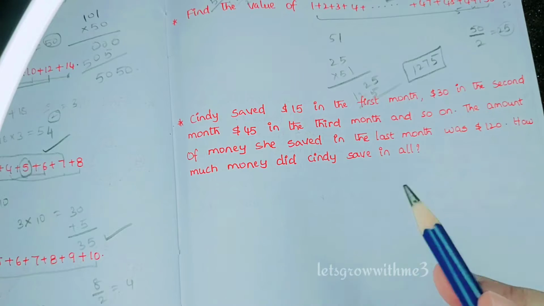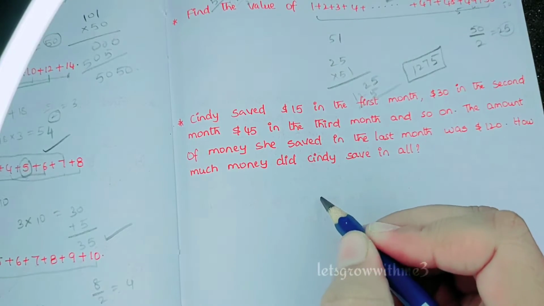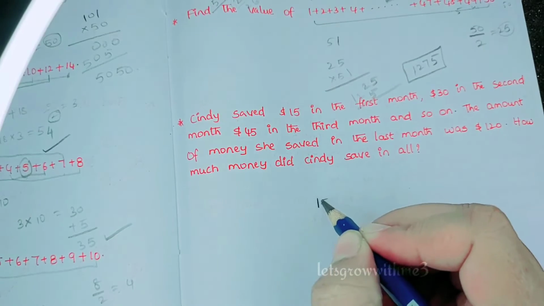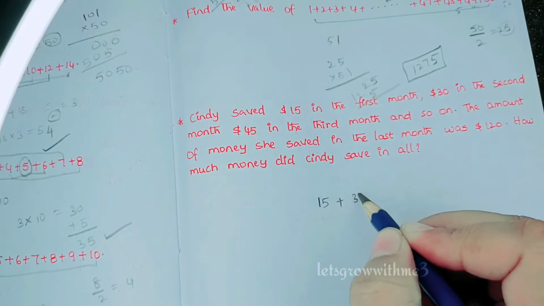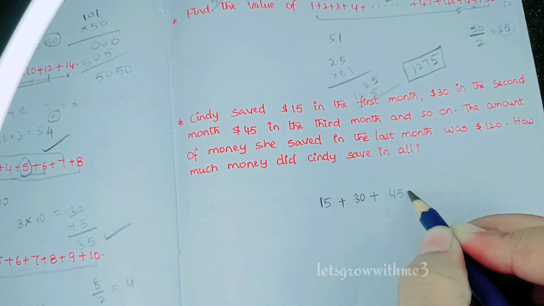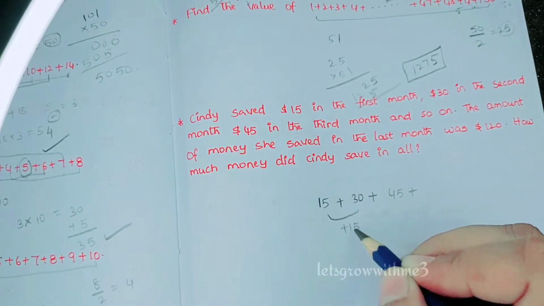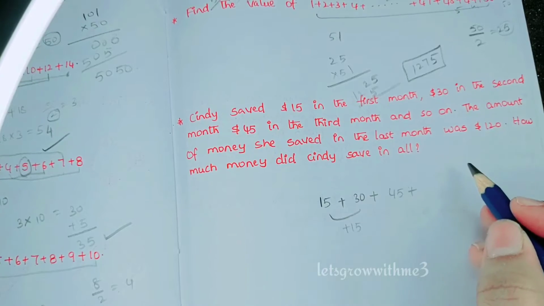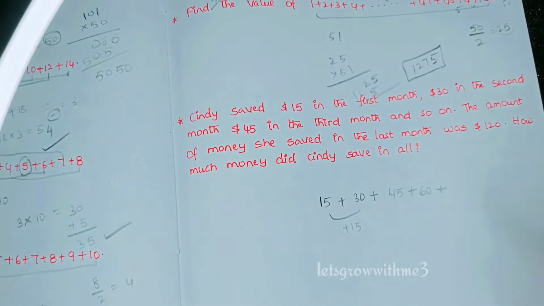So what he said: Cindy saved $15 in the first month, and $30 in the second month. So it is increasing by 15, right? And 45 in the third month, and so on. So till which value do we need to stop? We need to stop at 120, because he said in the last month it was $120. So what could be the next value? Every time we need to increase by 15.